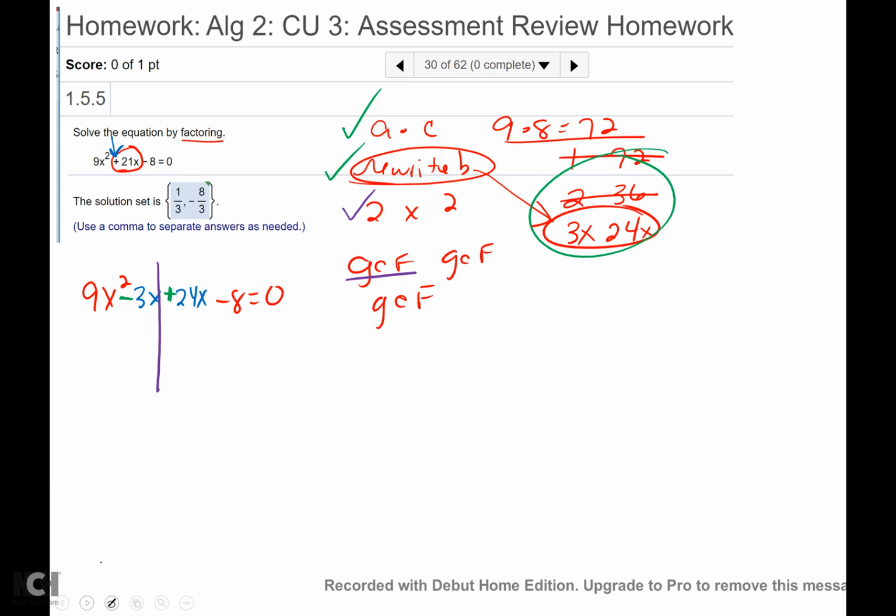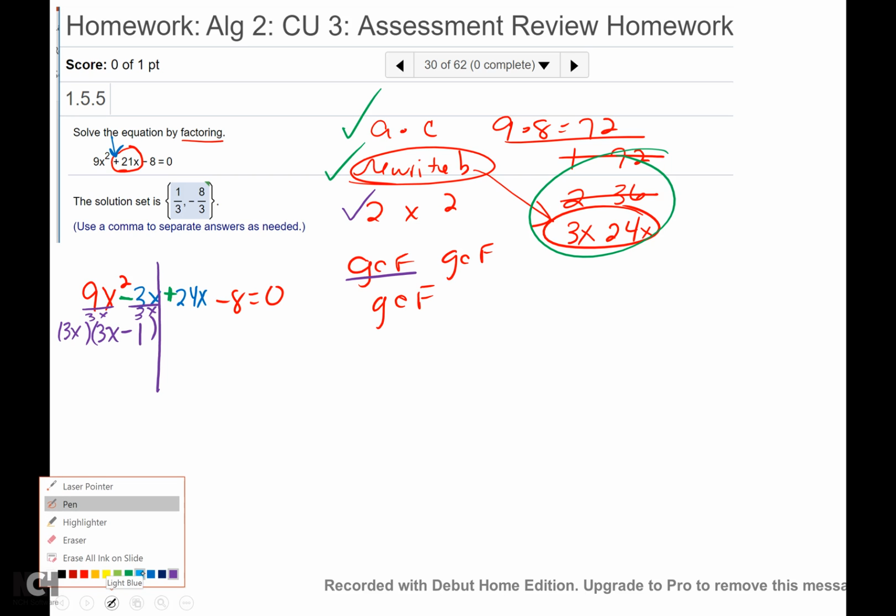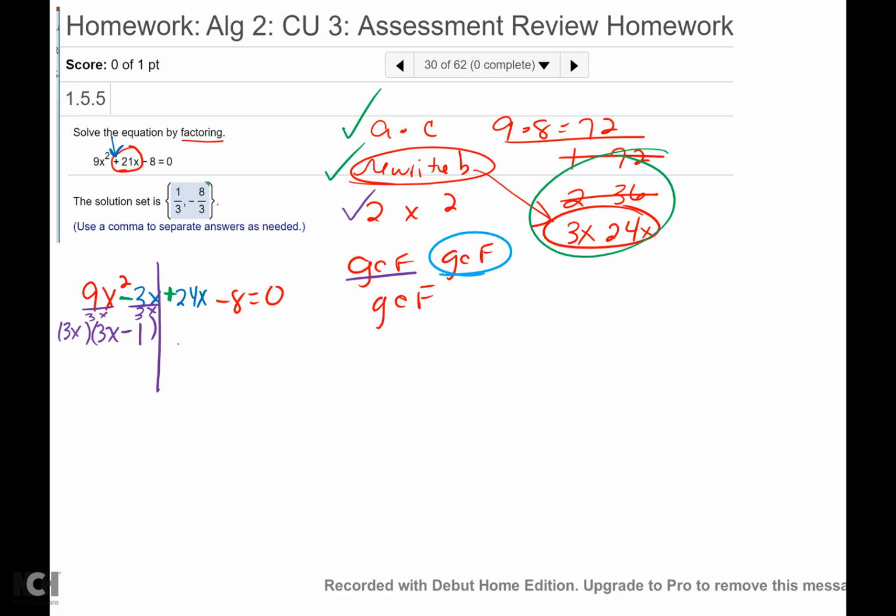Now you're going to GCF on the right. What can I factor out? They have a 3 and an x in common. If I divide by 3x, I get 3x, and divide by 3x, I get negative 1. On the other side, I'm going to GCF, and they have an 8 that will go into both of them, but I'm always going to take the first sign, so I'm going to divide by positive 8. 24x divided by 8 is 3x. Negative 8 divided by positive 8 is negative 1.